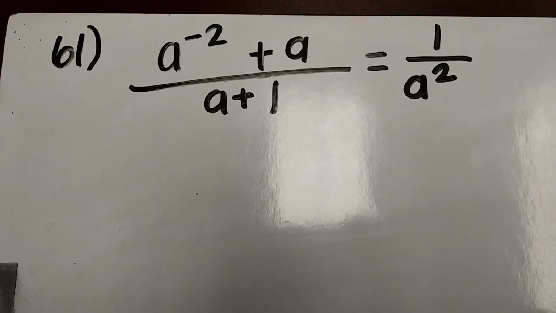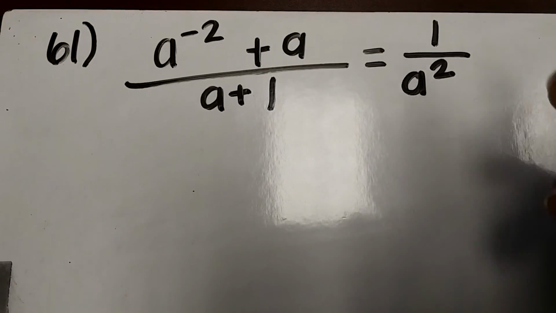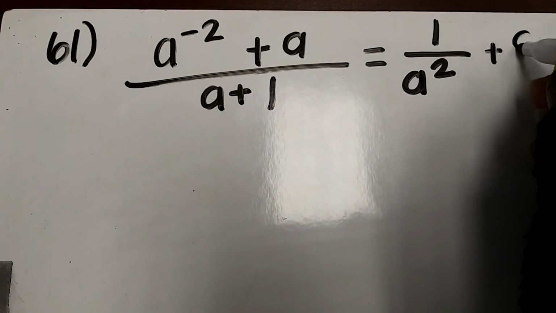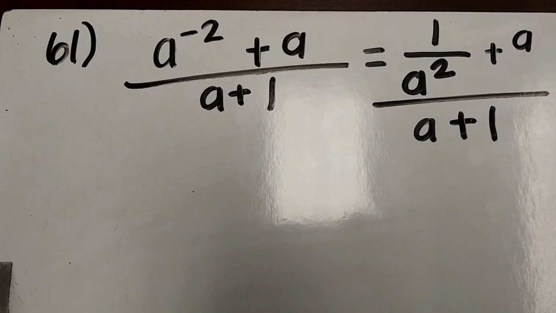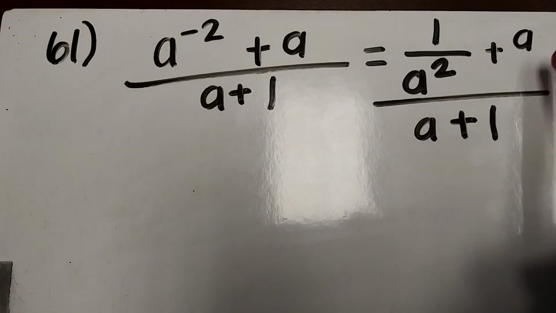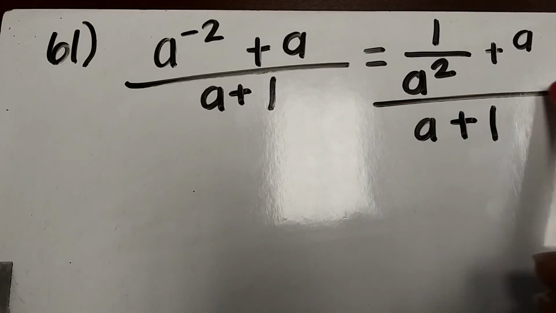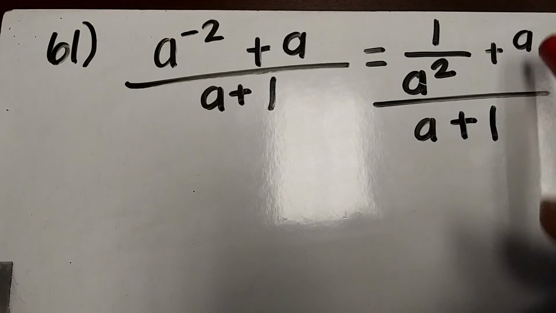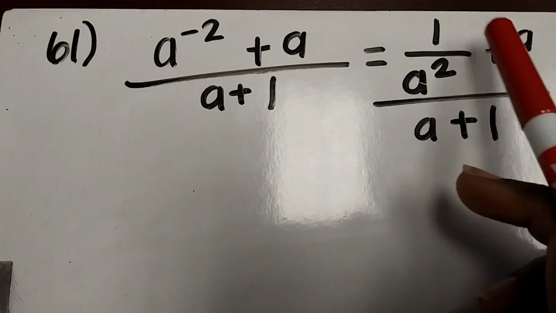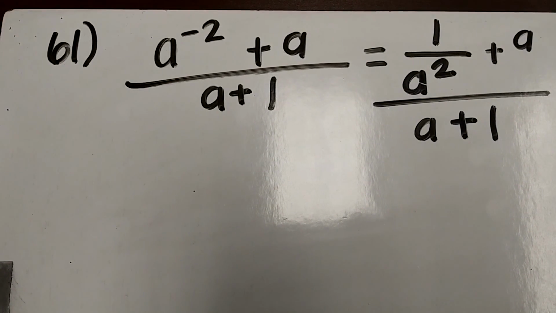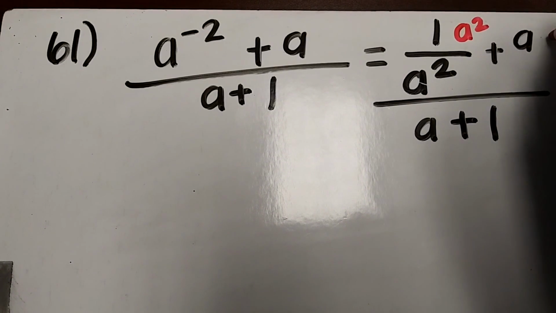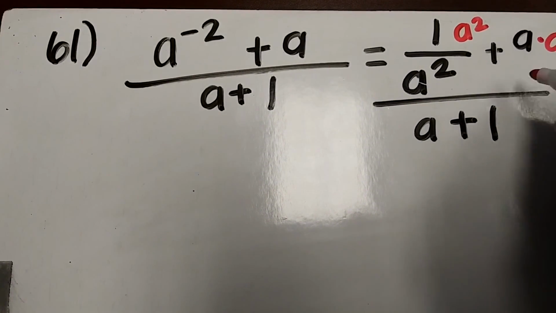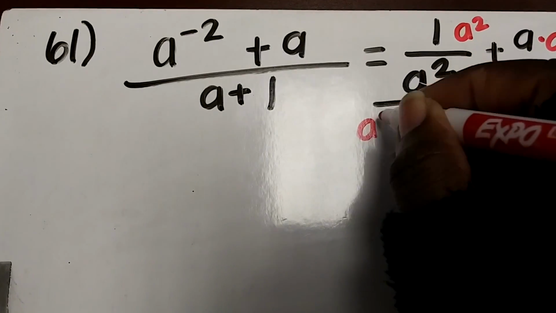We talked about that in chapter 5. Plus a over a plus 1. Now, what denominator do you see? If I let this be my main fraction bar, this is the top, that's the bottom. My LCD is only a squared. That's all I can multiply everything by. So I'm going to do a squared here, a squared there, and a squared here.